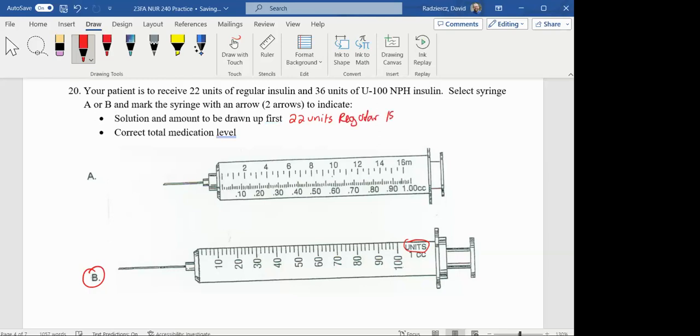So I would just make sure you write that down, even though that doesn't tell you to do that, that way there's no misunderstanding of what's being drawn where. And then your total, you're just going to add those up, right? So 22 plus 36 is 58 units total.